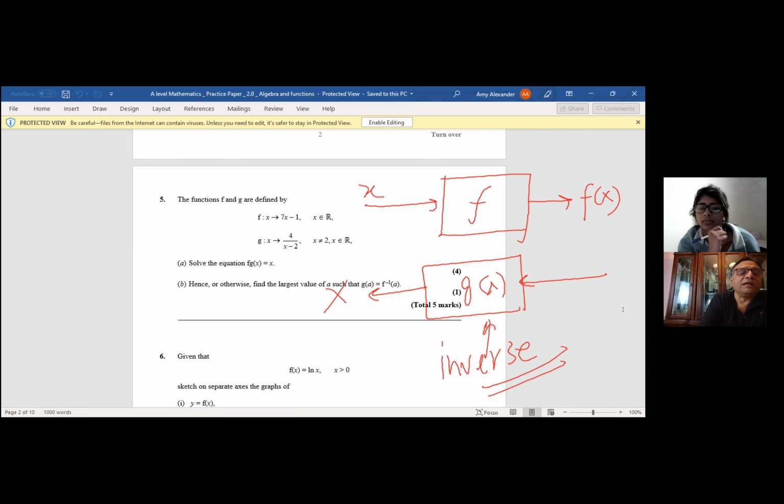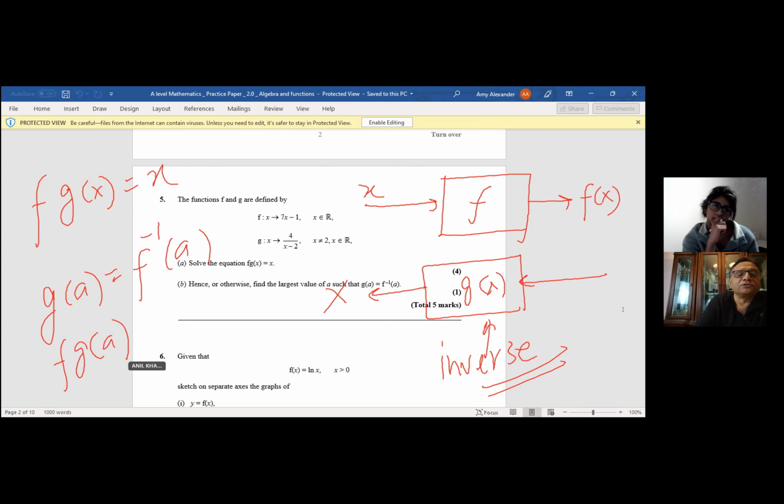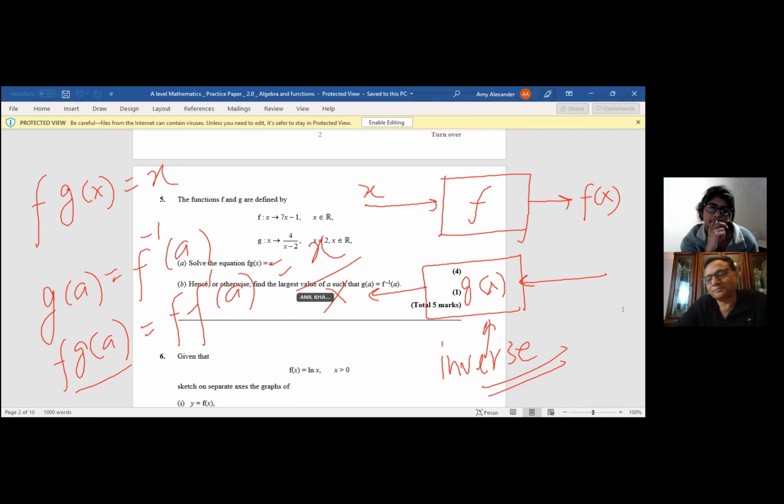So basically, when I say f of g of x equals x, and the next question was g of a equals f inverse of a, as we figured out, f of g of a equals f of f inverse of a, which equals x. So I could have used the results in part a after doing these three steps. Is that clear to you? Okay, great.